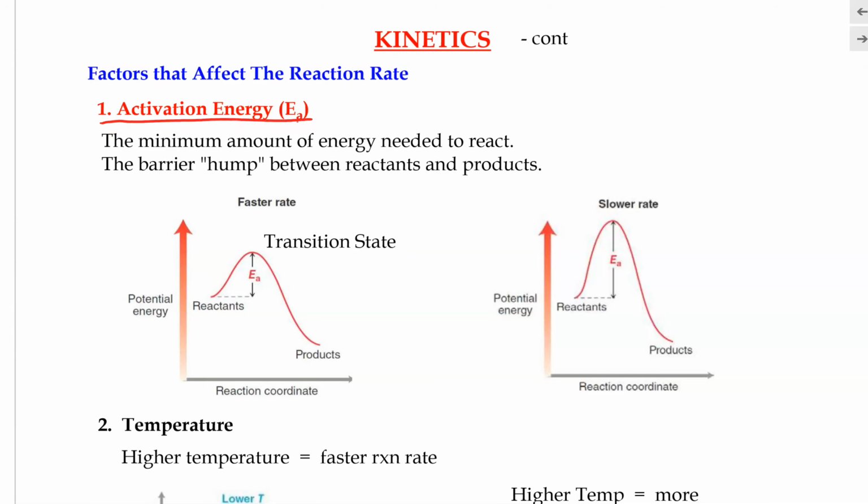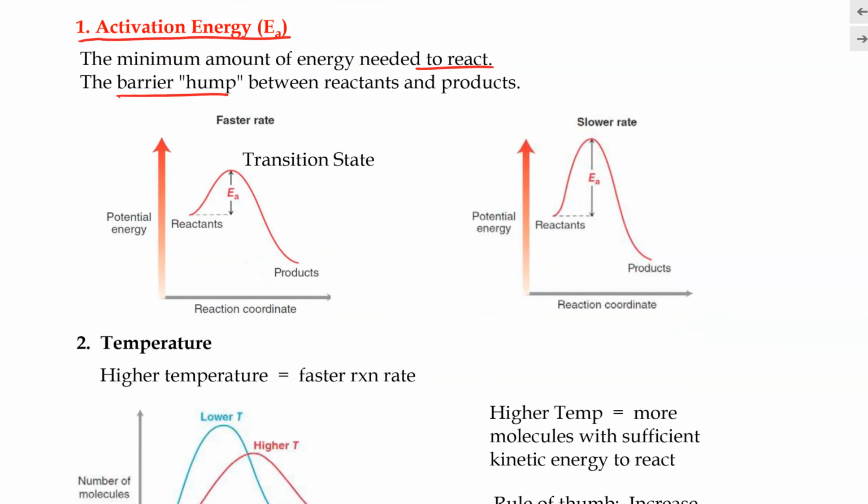Activation energy refers to the minimum amount of energy that is needed in order for the reaction to proceed. So it can be seen as the barrier or the hump between reactant and product. Given two examples that have different activation energies, on the left, the activation energy refers to the energy difference from the reactant to this highest point right here, and that is the transition state.